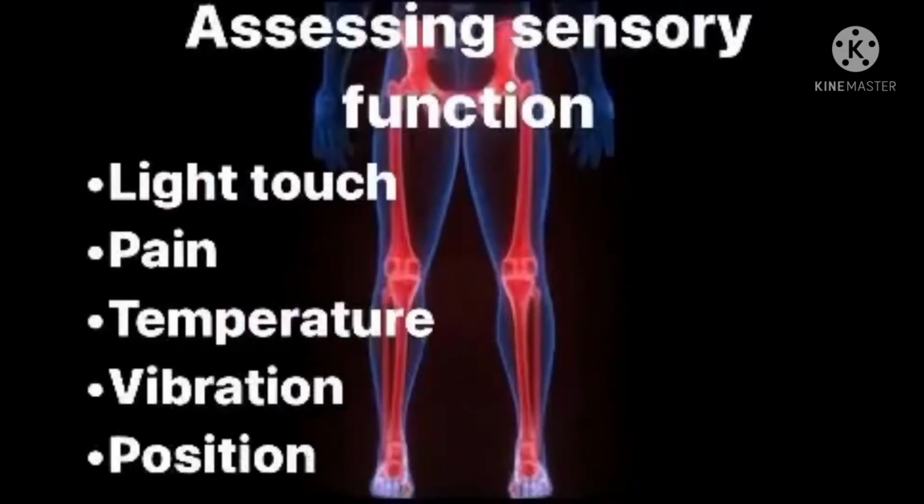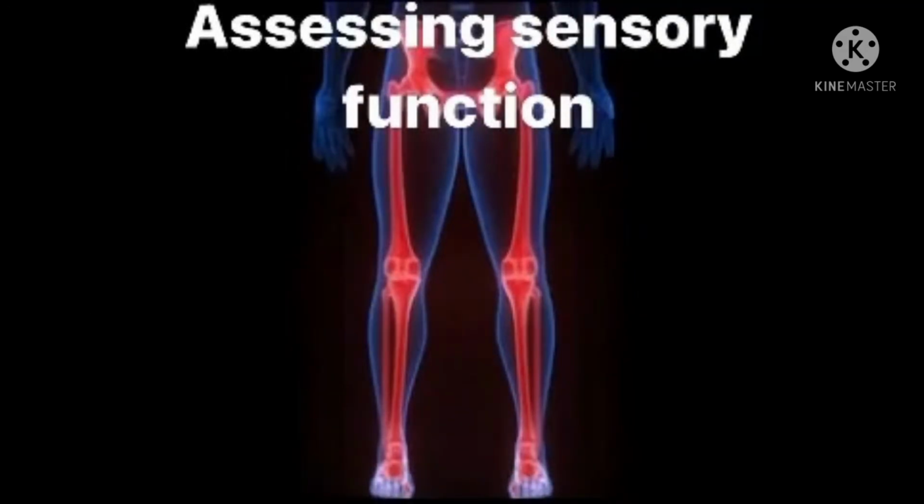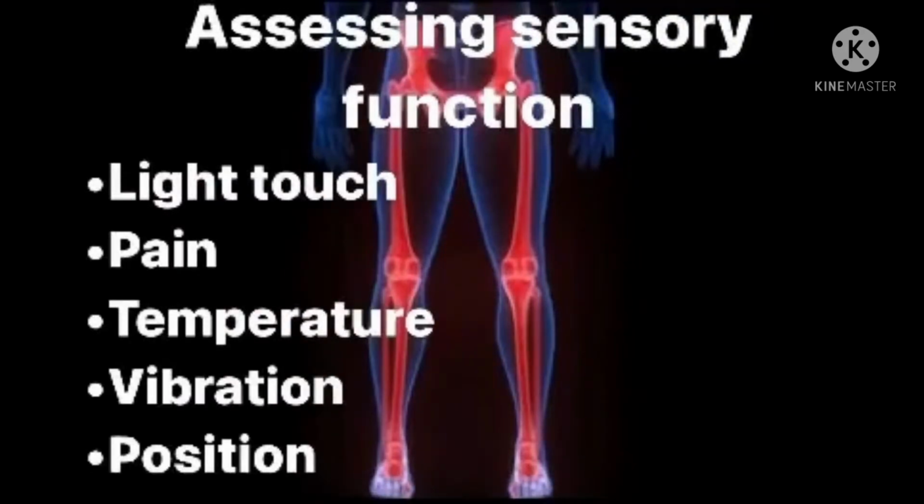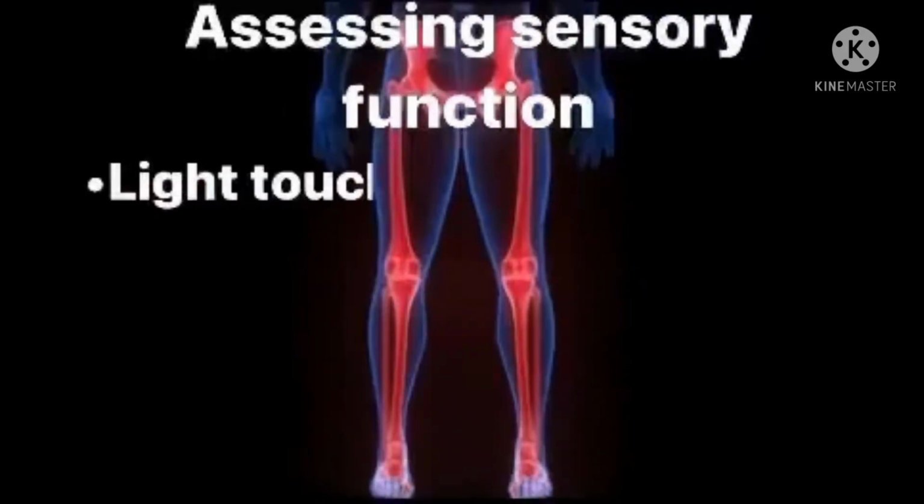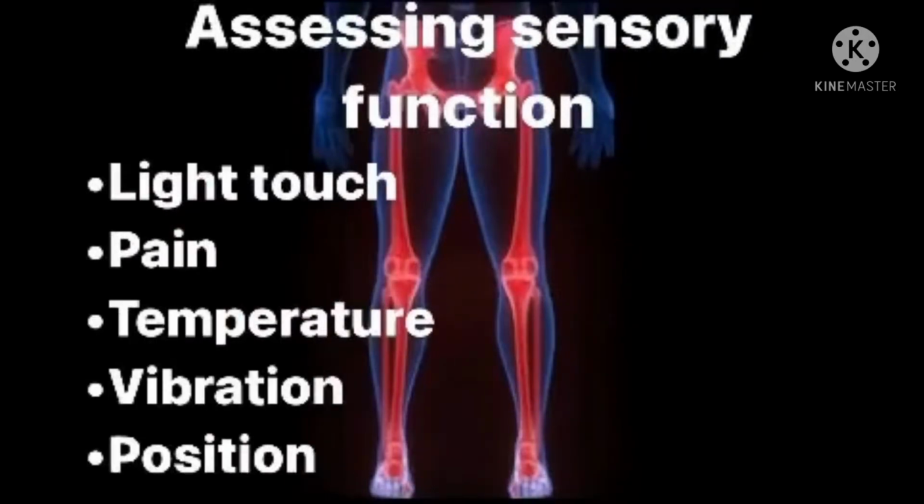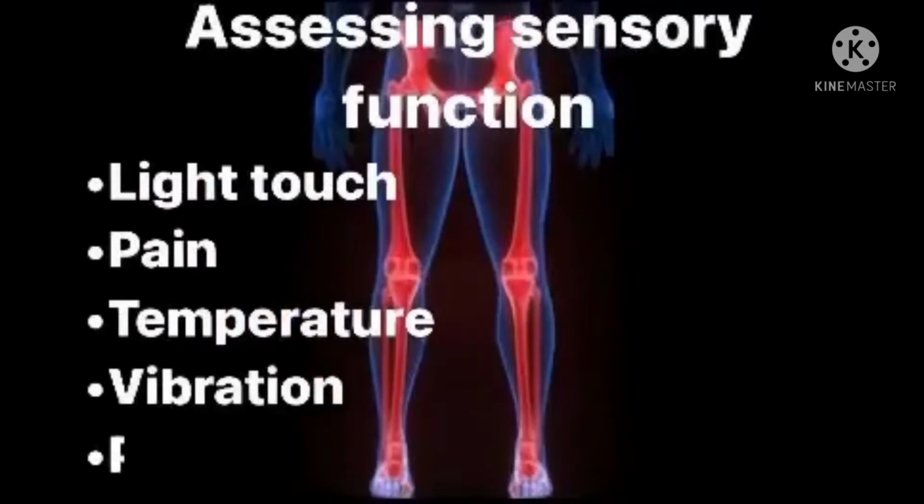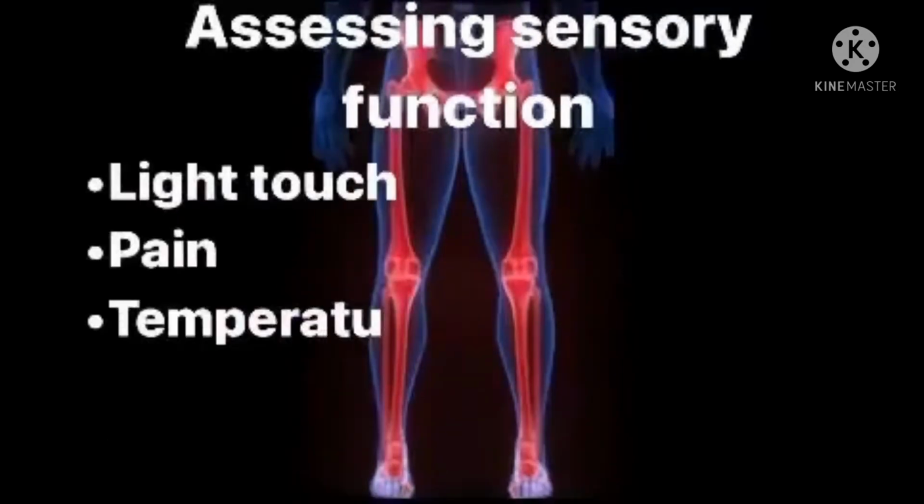Continue to assess the legs by evaluating their sensory function as you did when you tested the sensory function of the arms. Assess the patient's legs for light touch sensation, pain sensation, temperature sensation, vibration sensation, and position sensation.